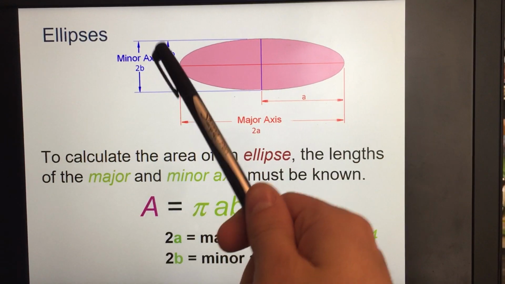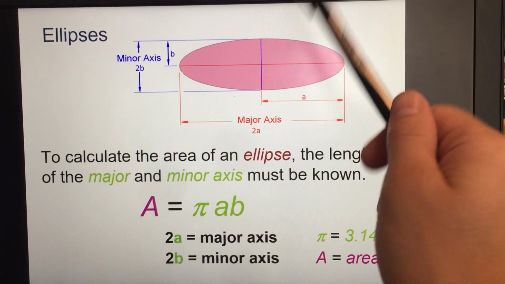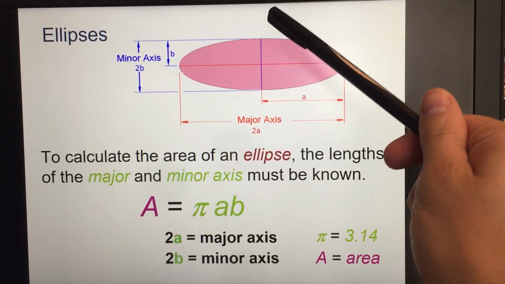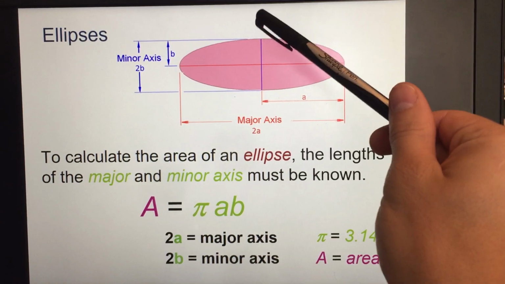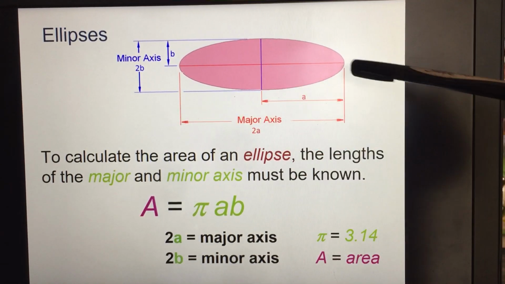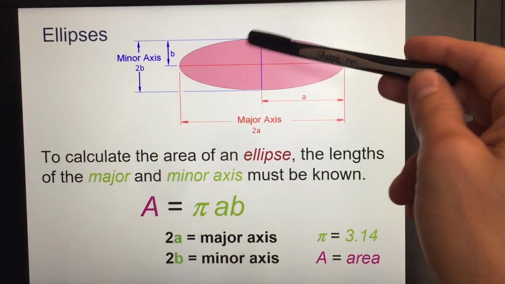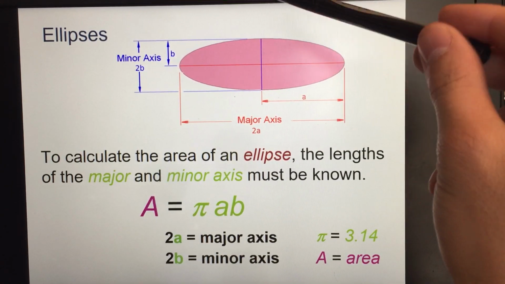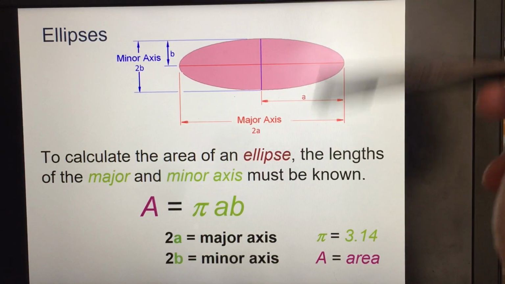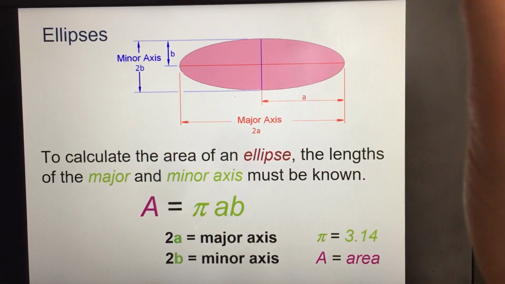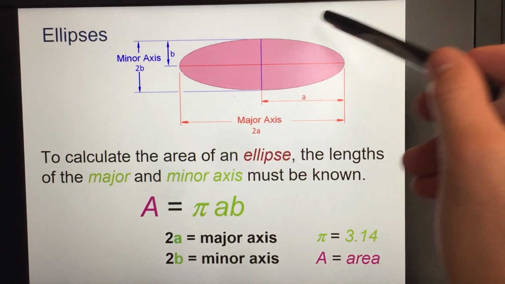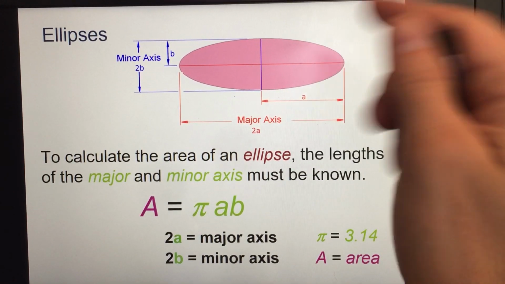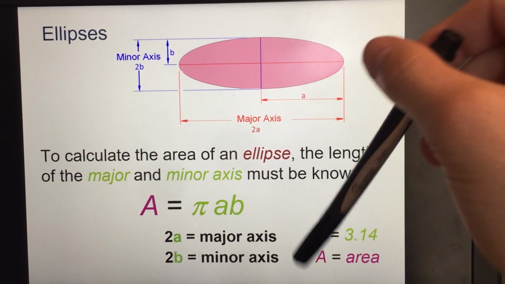Your minor axis is 2 times b. So think of this as your radius. You have radius A and radius B for your ellipse. This would be 2A from one side to the other, and 2B is from top to bottom. So once again, 2A is left to right, 2B is top to bottom. That's just for the example of this ellipse. Your major axis is going to be the greater distance of the two. So if this ellipse was flipped vertical, your major axis would now be up and down.